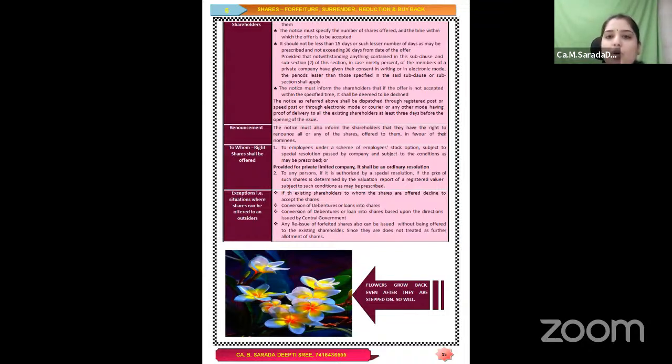Before issuing these shares to the outside public, the company will first issue them to the existing equity shareholders and give them some time to decide whether they want to proceed with this offer, or if they don't want to, they can reject it. There is no compulsory rule that the shareholder should accept this particular offer. If they want, they will accept, otherwise they will reject.